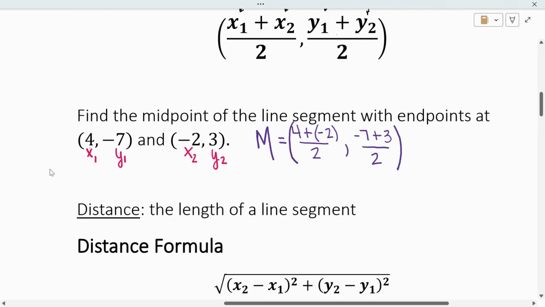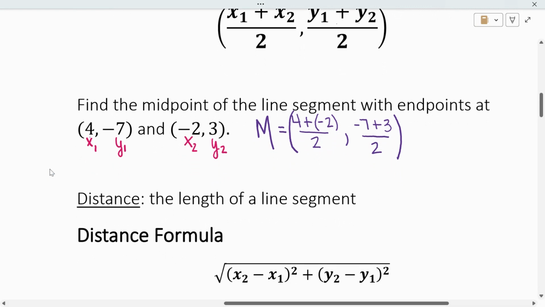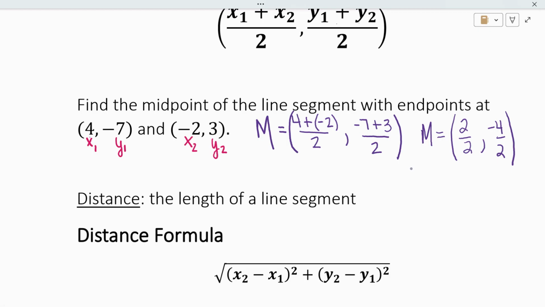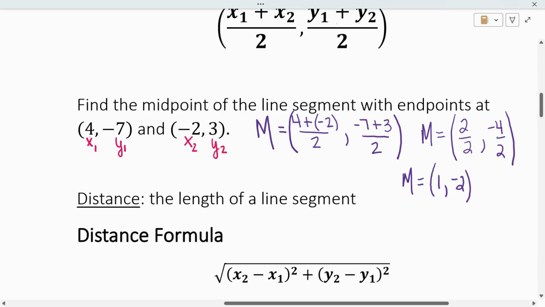So what is 4 plus -2? 2. So the midpoint equals 2 over 2, comma, and what is -7 plus 3? -4 over 2. Can I reduce those? Yeah, well, you can reduce the 2 over 2 to 1. And then the -4 over 2 to -2 over 1, or just -2.